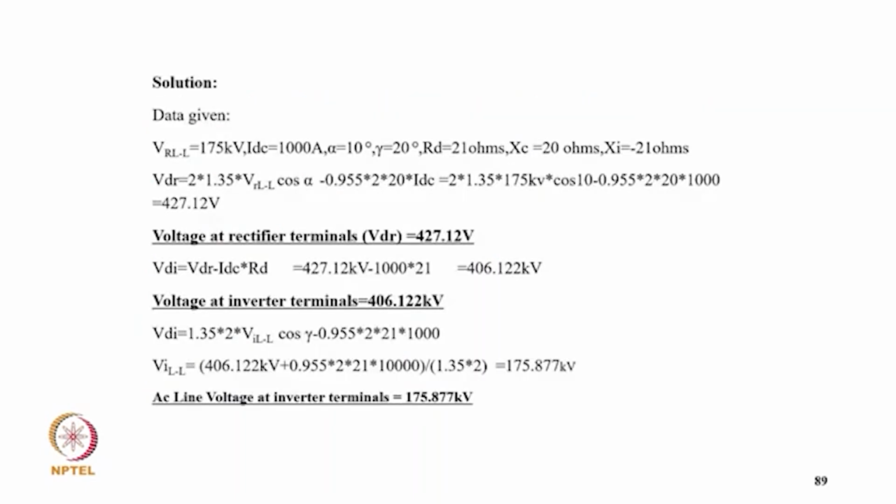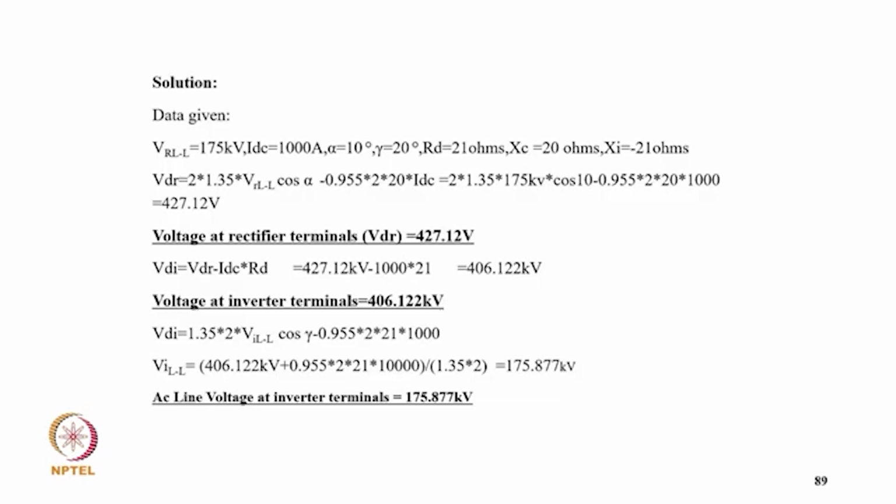So coming to the solution, data is given: VRLL 170 kilovolt, IDC 1000 ampere, alpha equal to 10 degree, gamma is 20 degree, RD equal to 21 ohm, X equal to 20 and XI is 21 ohm. Now getting VDR, the rectifier side DC, 2 into 1.35 VL cos alpha minus 0.955 into 2 into 20 into IDC, so that comes typically 427.12 volt, and the voltage at rectifier terminal is 470.12 volt, and VDI equal to VDR minus IDC into RD, putting the value it comes 406.122 kilovolt.